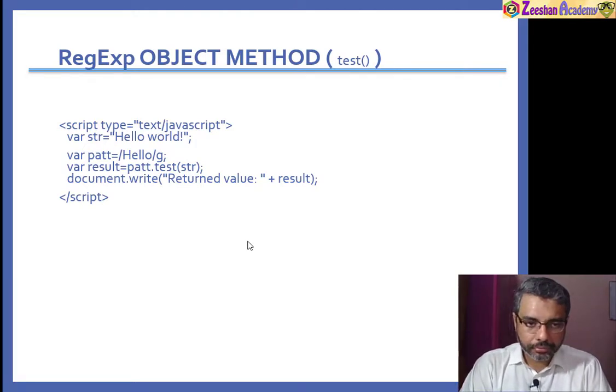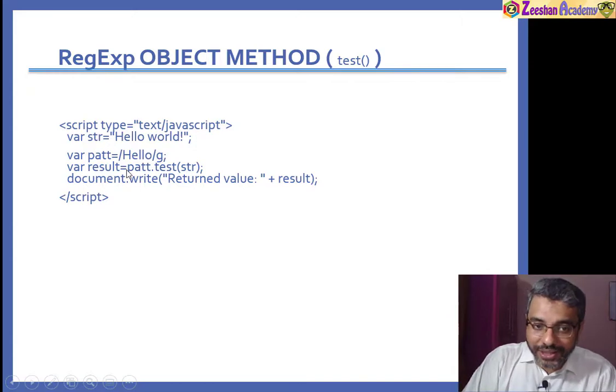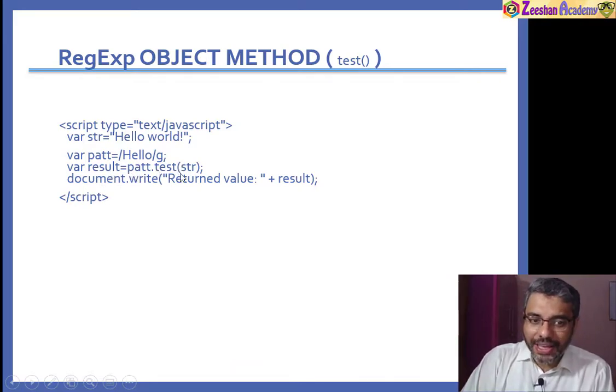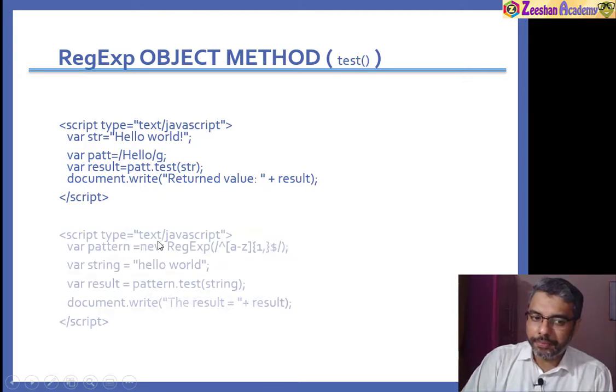For example, we create a simple JavaScript string, hello world. We specify a pattern, variable pattern, slash hello slash g. G again means global, search all occurrences of hello. Variable result, again a variable we create so that whatever result we get from searching comes back here. So we say pattern dot test string. What this basically means is: go inside the string, test this string with this pattern, or in other words, match this string with this pattern. If the pattern is found, save the value in the result, and document dot write, the returned value gets printed.